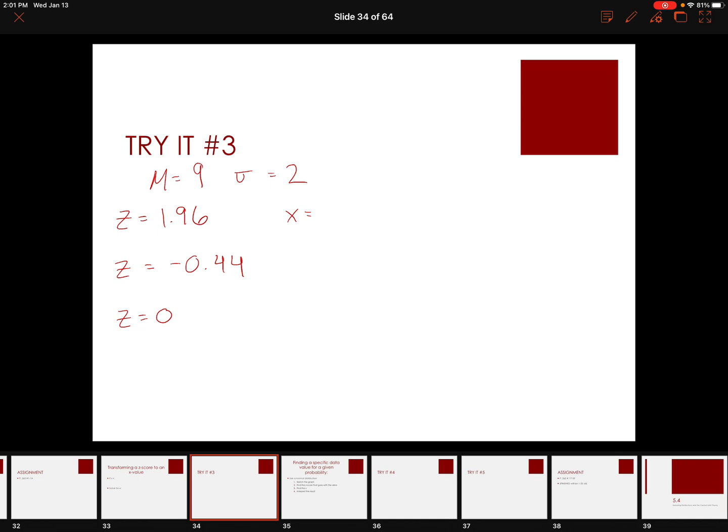X is equal to the mean plus the z-score times the standard deviation, to give me 12.92 pounds. X is equal to the mean plus the z-score times the standard deviation.